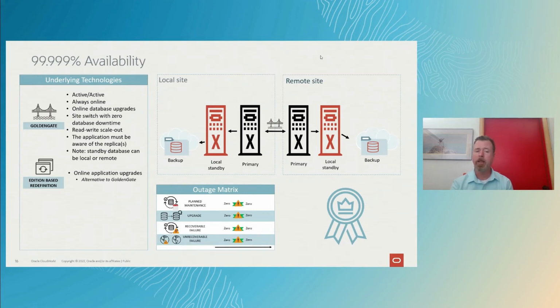One thing I will point out is that GoldenGate and edition-based redefinition, or EBR, cannot coexist because the supplemental logging in GoldenGate conflicts with EBR. So it's one thing to keep in mind. You have to choose one or the other.